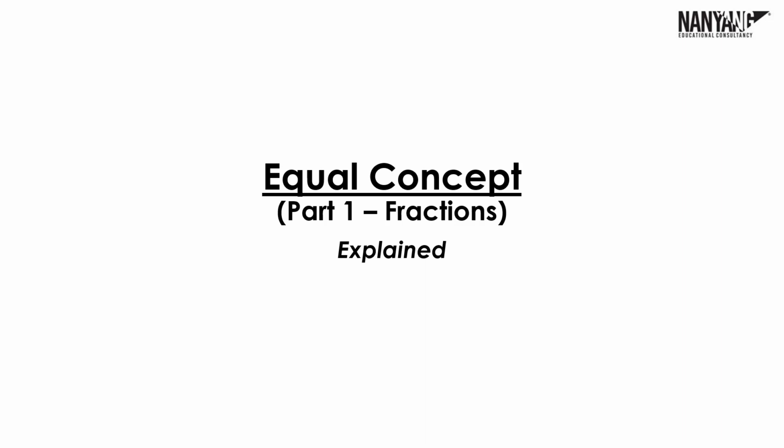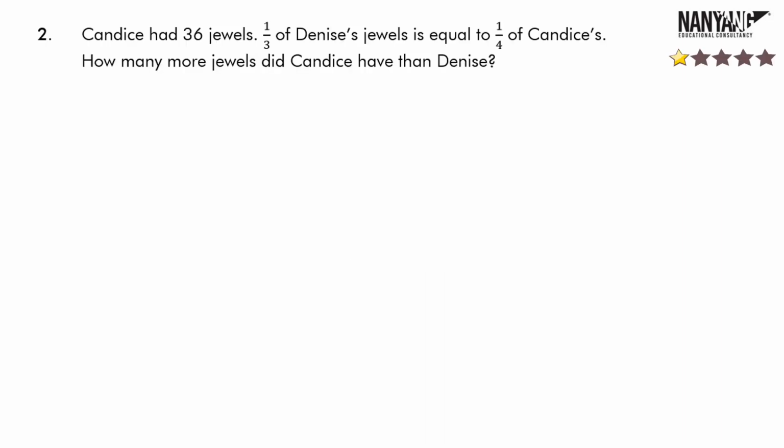So now that we have learned how to do the questions, let's attempt another one. Candace had 36 jewels. 1/3 of Denise's jewels is equals to 1/4 of Candace's. How many more jewels did Candace have than Denise? Feel free to pause the video and attempt the question first. You can resume once you're ready.